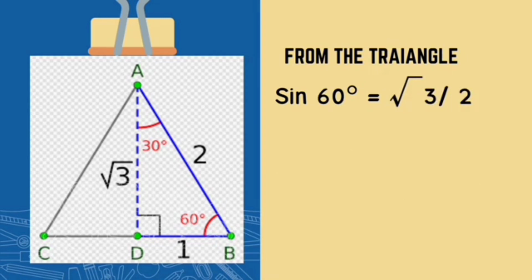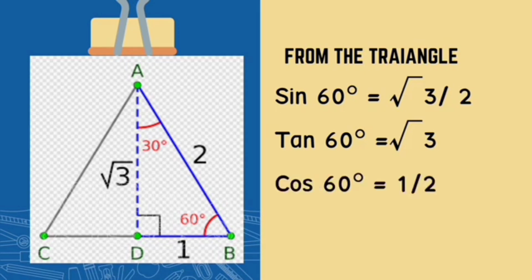Next, using the same right-angled triangle for 60 degrees, sine 60 degrees becomes √3/2, representing the opposite side divided by the hypotenuse. Tan 60 degrees becomes √3/1, representing the opposite side divided by the adjacent side. This is equal to √3. While cosine 60 degrees becomes 1/2, representing the adjacent side divided by the hypotenuse. Please take note of these trigonometric ratios for 60 degrees.